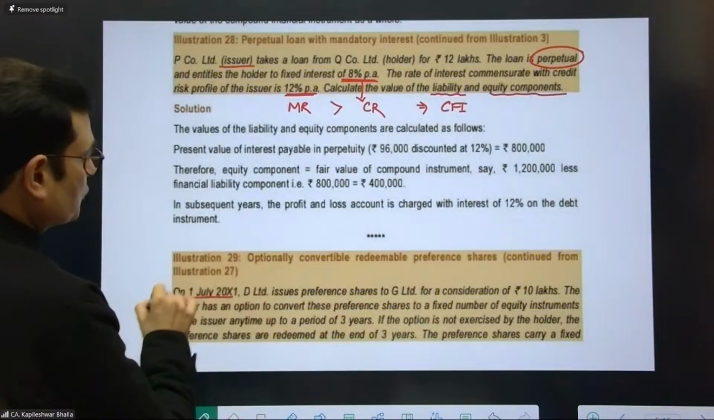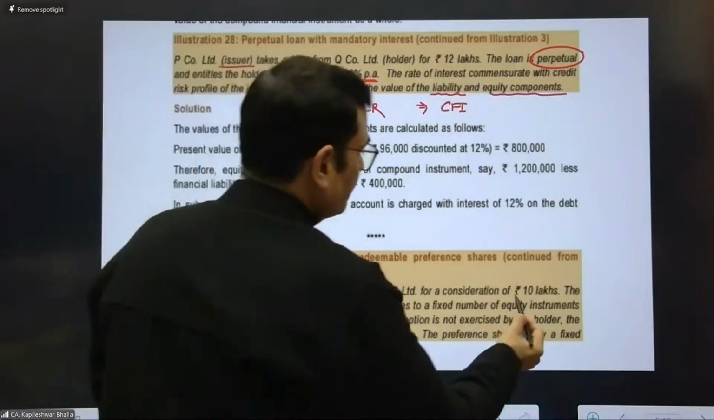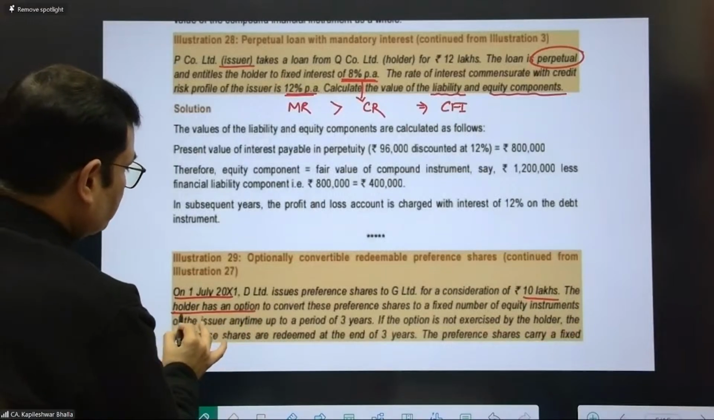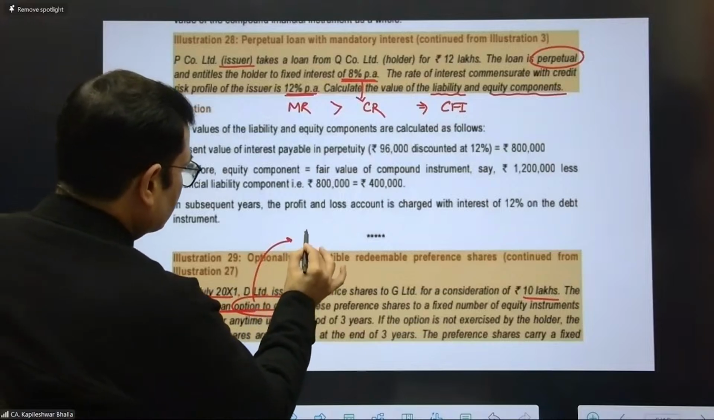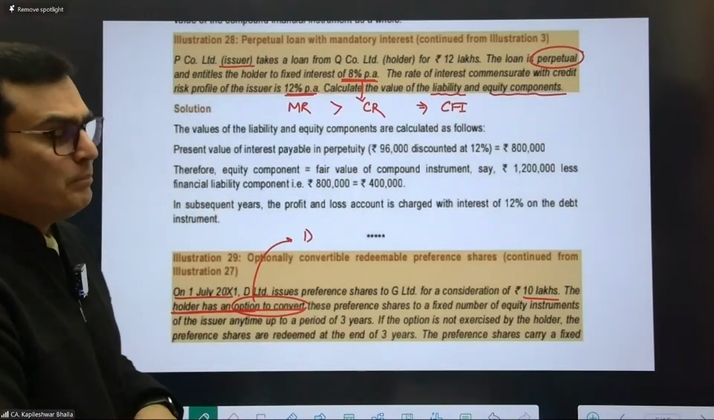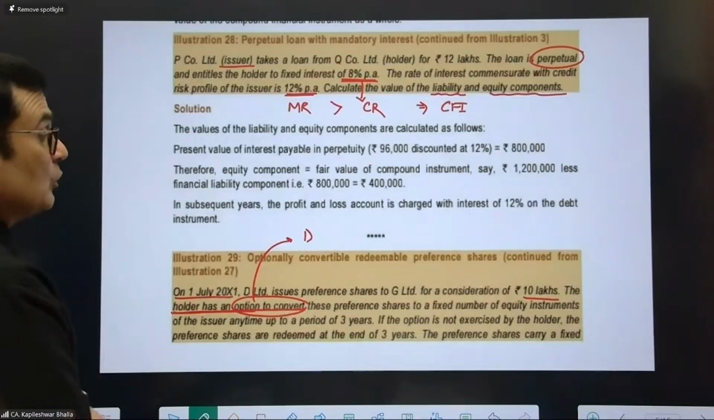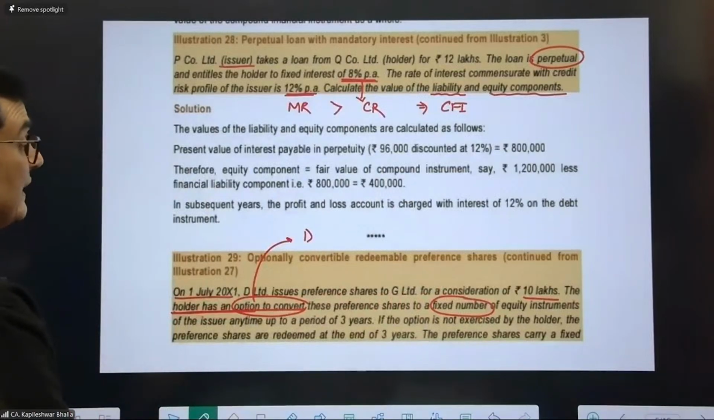It says on 1st July X1, D issues preference shares for consideration of 10 lakh rupees. It says the holder has got an option to convert. The moment you read there is an option to convert, what comes to mind is a derivative embedded in the instrument. It says it has an option to convert to a fixed number of equity instruments anytime up to a period of 3 years. And if the option is not exercised, the preference shares are redeemed at the end of 3 years.